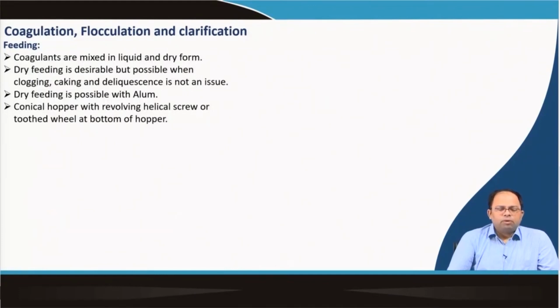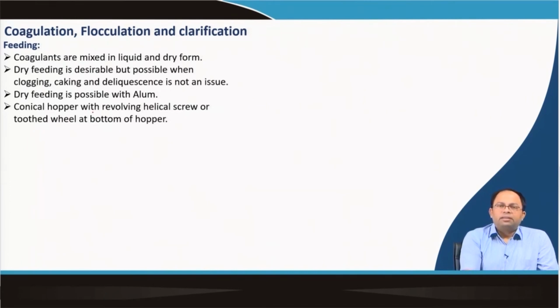So, the process of coagulation, flocculation and clarification starts with the process of feeding, that is where coagulants are mixed in liquid and dry form. Coagulants could be either in liquid form or dry form, but usually when it is dry, there is a chance that it will clog or form cakes, chunks or become deliquescent. These are the different issues that happen, so this is what we have to be careful about.